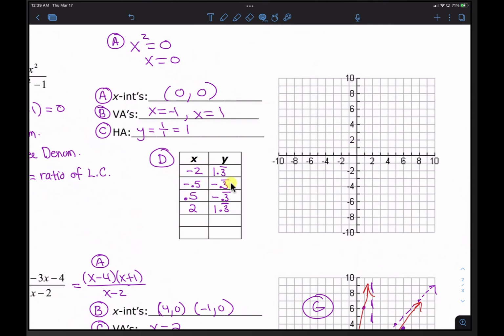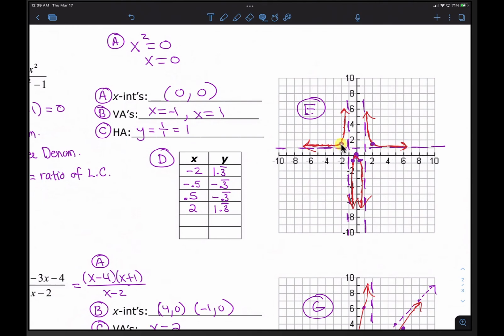And then we're going to make sure that all of these 4 points in the table are also in the graph over here. So when all is said and done, this is the vertical asymptote at negative 1. This is the vertical asymptote at positive 1. This line right here, this horizontal line, is the horizontal asymptote at y equals 1.